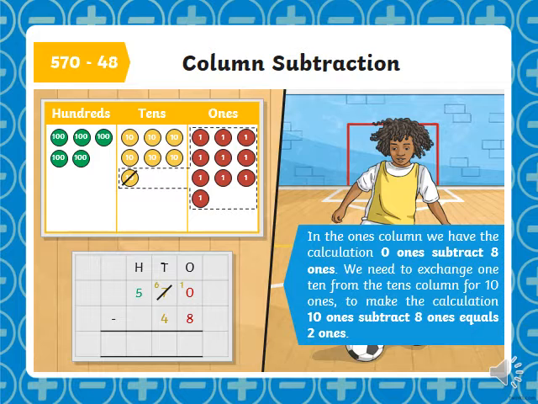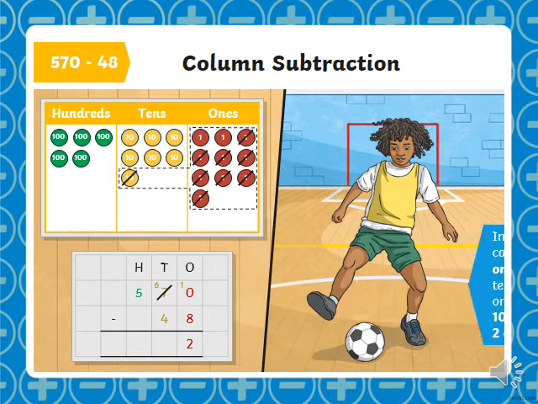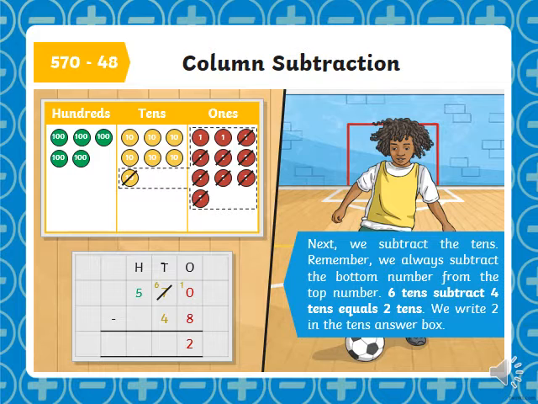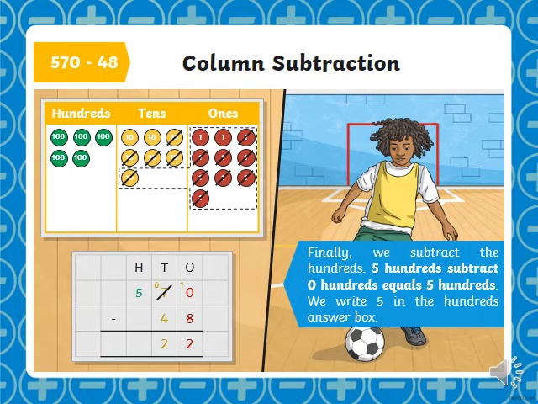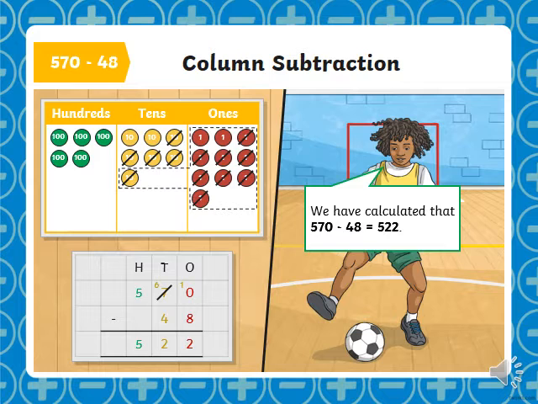So we've now moved those 10 ones into the ones column, we've now got 10 ones altogether. Can we take 8 away from 10? Yes, we can. We've got 2 left over, so we write that in the ones column. Now let's have a look at the tens. We've got 6 tens, take away 4 tens. Okay, let's take those 4 tens away. We have 2 left over. And then we've got 5, add 0, that's going to stay as 5. And the answer is 522.